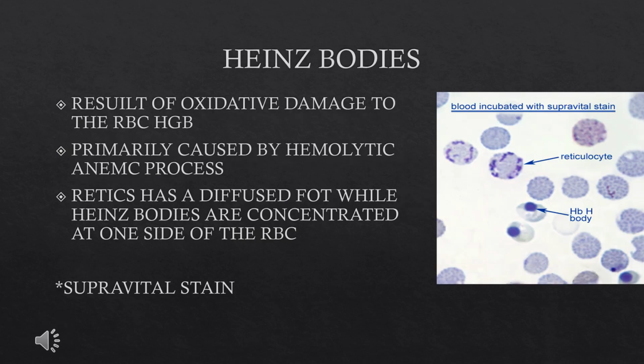Next, we have our Heinz bodies. This is a result of oxidative damage to the RBC hemoglobin. It is primarily caused by a hemolytic anemic process. The reticulocytes have diffused dots, while Heinz bodies are concentrated at one side. In the image, you can see they are very different. Reticulocytes are small, granule-like dots inside the cell, while your Heinz bodies are concentrated at one side. You use supravital stain for the identification of Heinz bodies.